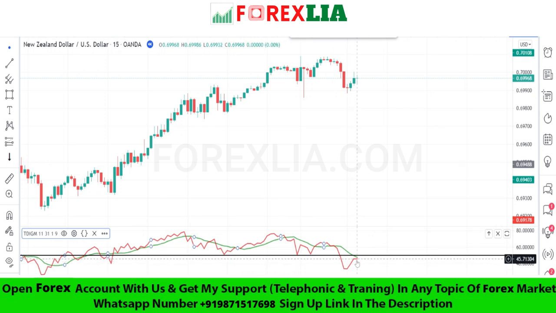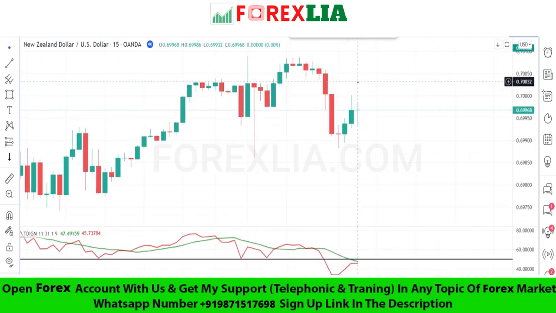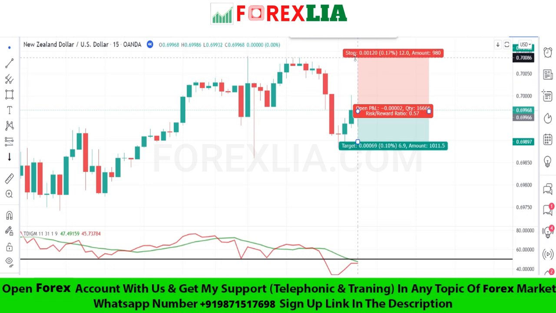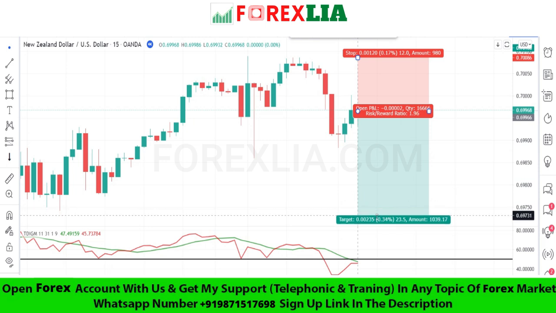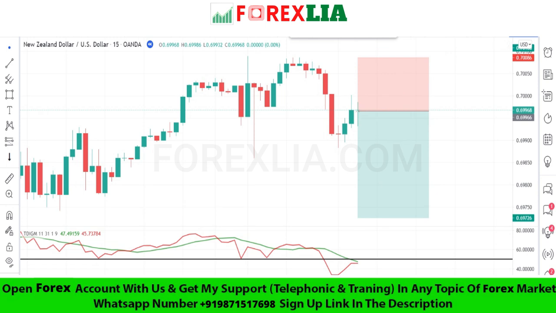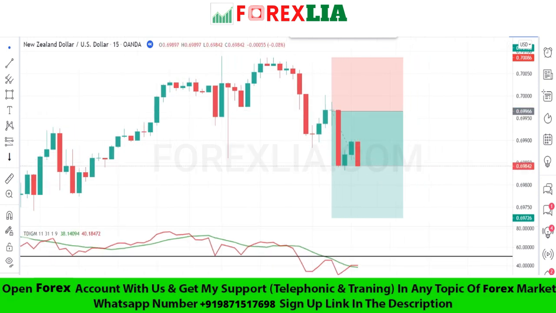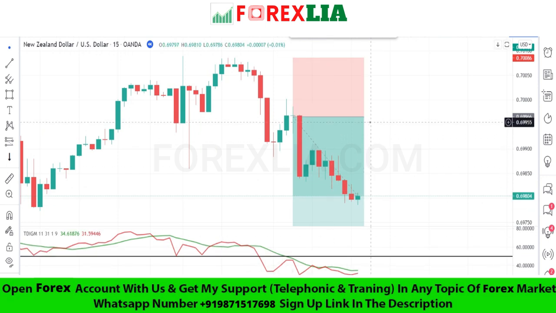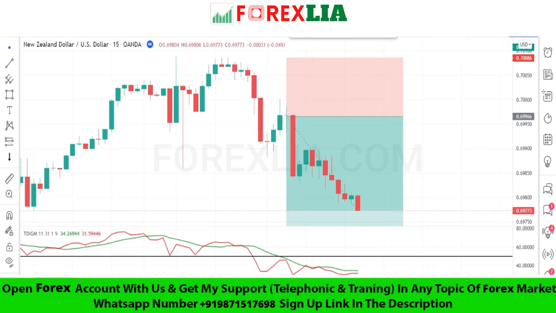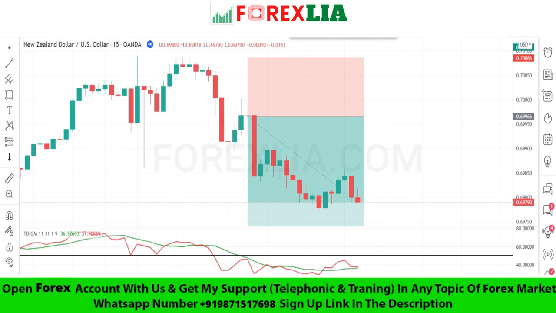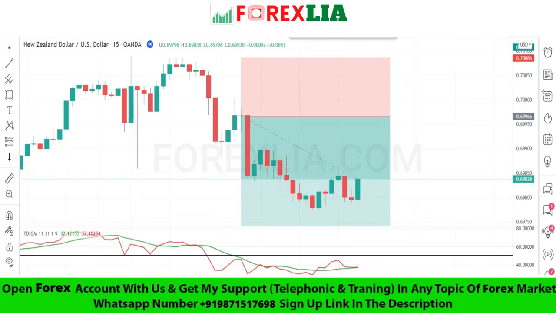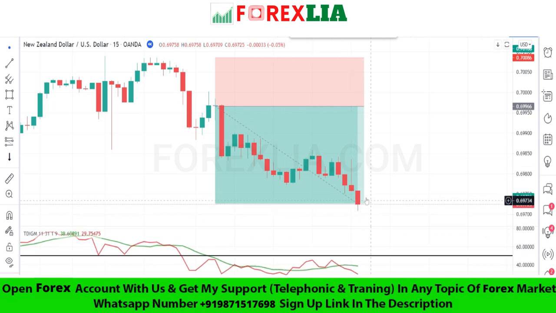Here is sell signal confirmation. We place sell trade here. Set stop loss previous high point. Set profit target 1:2. We won this trade.